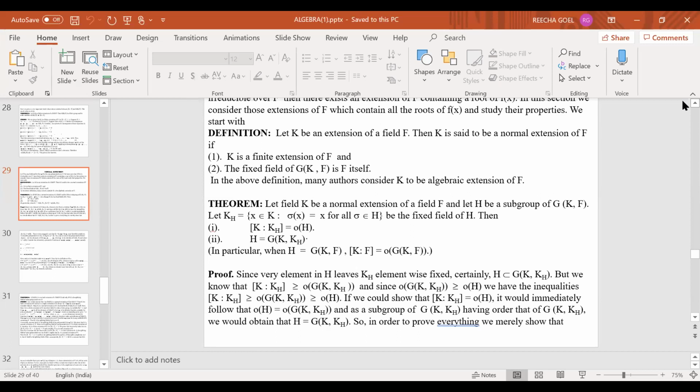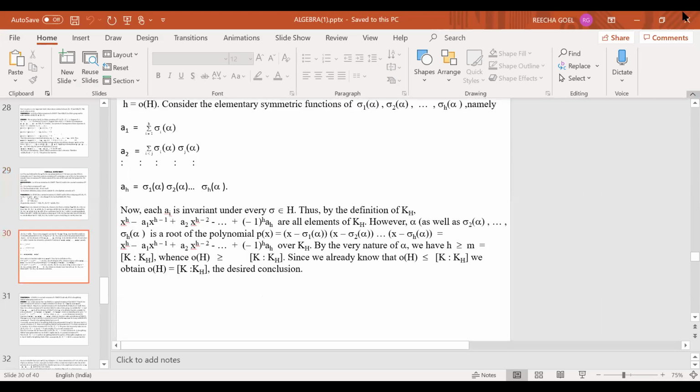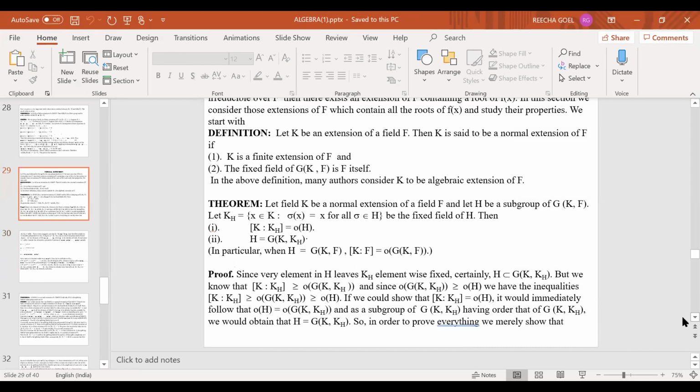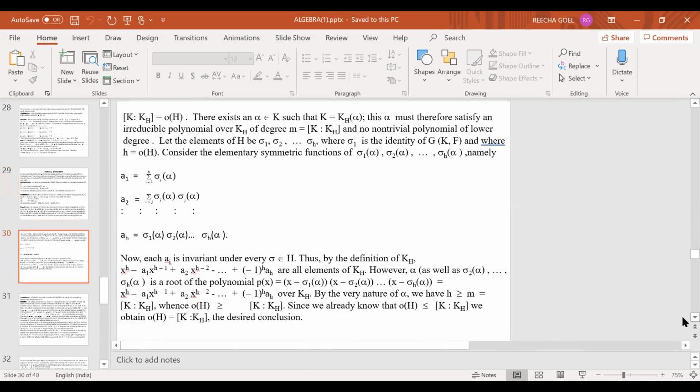And as a subgroup, because their orders are the same and they are finite, therefore you will have this equality. So in order to prove everything, we merely show that the degree of K over KH is nothing but the order of H. Okay. Now there exists an element alpha in K such that K is equal to KH(alpha).